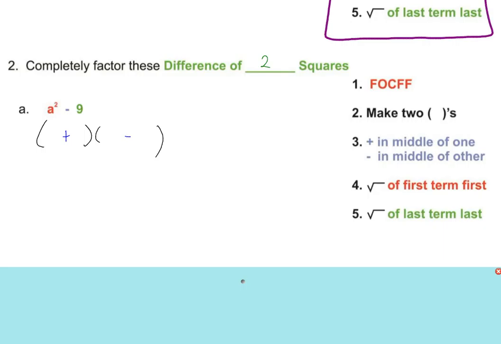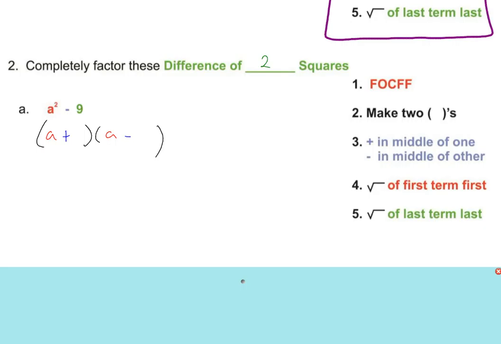Next step, I'll take my red. And I have to think, what is the square root of the first term? And the square root of the first term is A. So I put it in the front of each. And I finish up with the square root of the back.